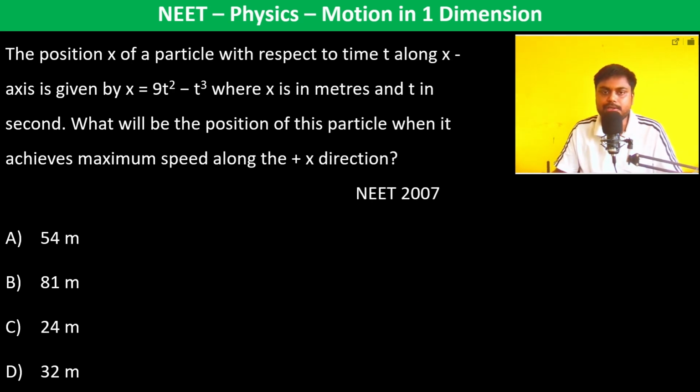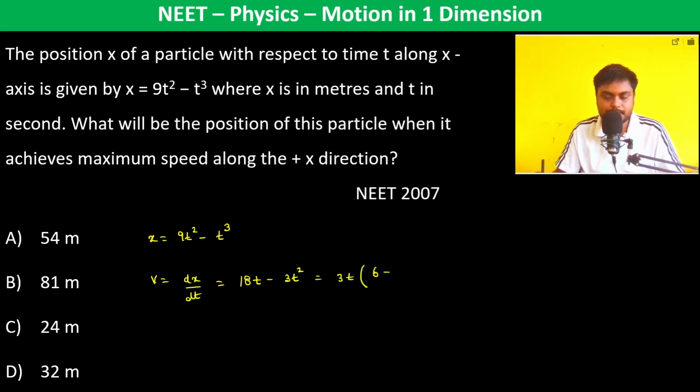The position x of a particle with respect to time along the x-axis is given by x equal to 9t squared minus t cubed, where x is in meters and t is in seconds. What will be the position of this particle when it achieves maximum speed along the x direction? So velocity is going to be equal to dx by dt, which is 18t minus 3t squared, which is 3t into (6 minus t).